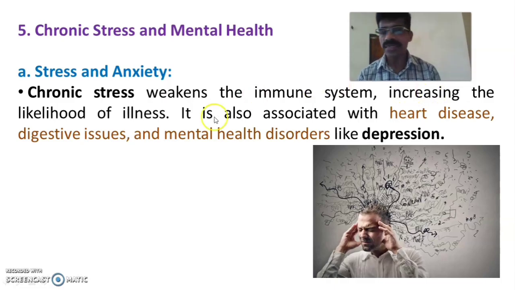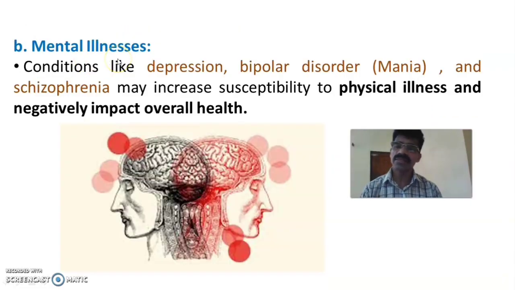That indirectly increases the likelihood of certain illnesses because of the reduced or weakened immune system. This is also associated with certain heart diseases, digestive problems, and even mental health disorders like depression. Chronic stress and anxiety in various situations in life can lead to many physical and mental problems. Mental illnesses such as depression, bipolar disorder, that is mania, and schizophrenia may all increase the susceptibility of the person to physical illness and negatively impact the overall health of the person.